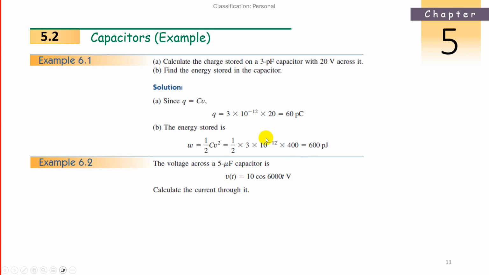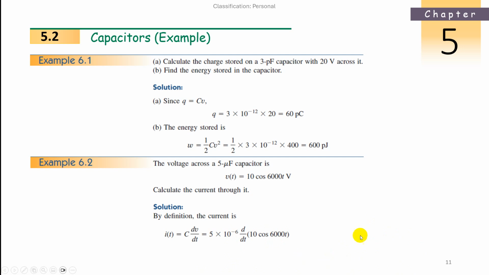Now calculate the current through it. What is the equation? If we have the voltage and we have C, what is the equation for the current? I is equal to C dV by dt, correct? So now substitute C, which is 5 microfarads, and dV by dt, where V is 10 cos 6000t. Now differentiate this cos. The 10 will not be differentiated, it will come out. Then it will become 5 times 10 power minus 6, then cos 6000t differentiation.